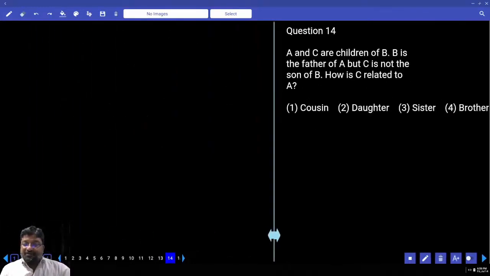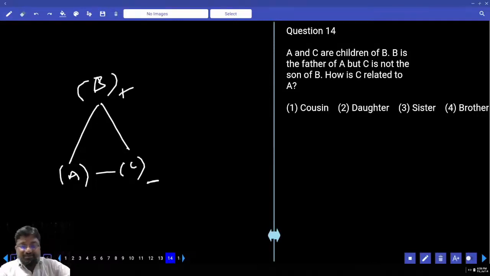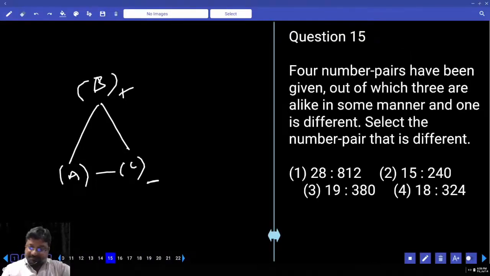A and C are children of B. A and C are children of B. B is the father of A, but C is not the son. C is not the son, and C has to be daughter. How is C related to a sister?